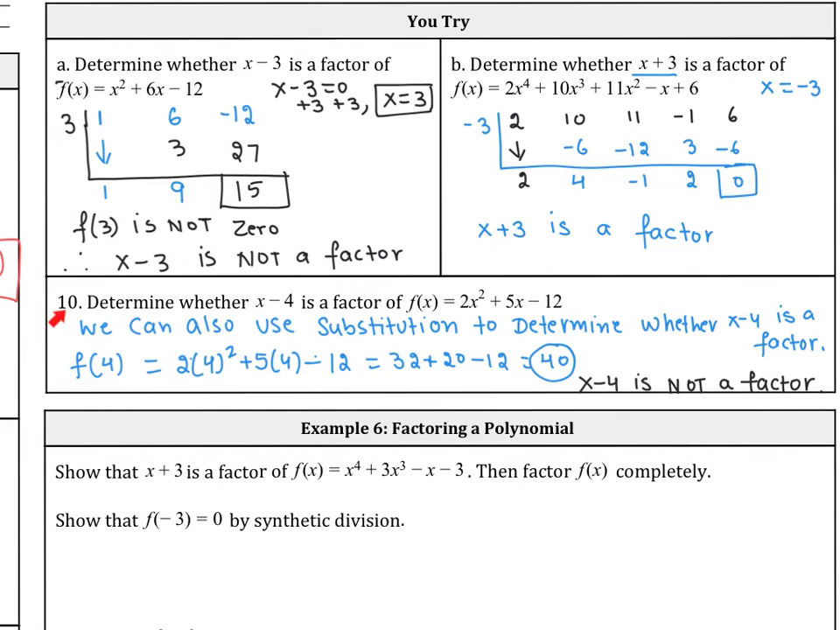Now for number 10, I'm going to use substitution to determine if this is a factor or not. Again, this is given in x minus 4 form, so I'm going to use the x value that is equal to 4. So if it is written in factor form, use the opposite sign. Plug in 4 for the x value. So f of 4 is 2 times 4 squared plus 5 times 4 minus 12. And that's going to give you 40. That's not 0, so it means x minus 4 is not a factor.